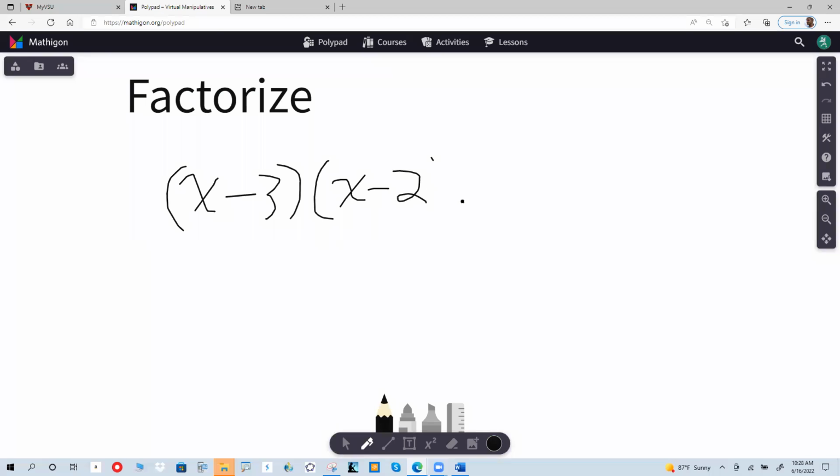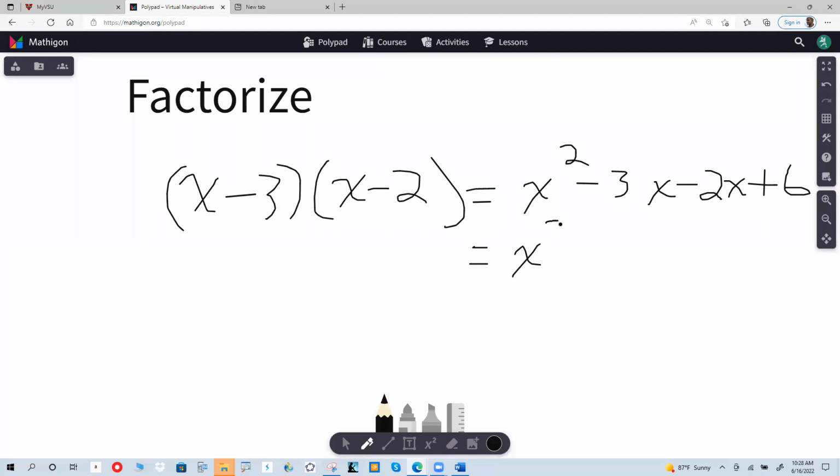And we FOILed it, multiplied it, and we got x squared minus 3x minus 2x plus 6. And if you combine the like terms, you will probably get minus 5x plus 6. Again, when we factorize, you want to be very familiar with these words. Sometimes students just look at the problem and they do it. You want to read it.